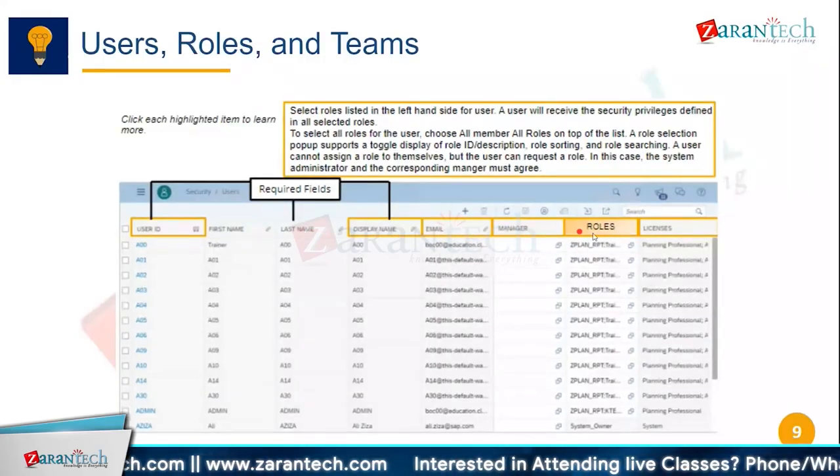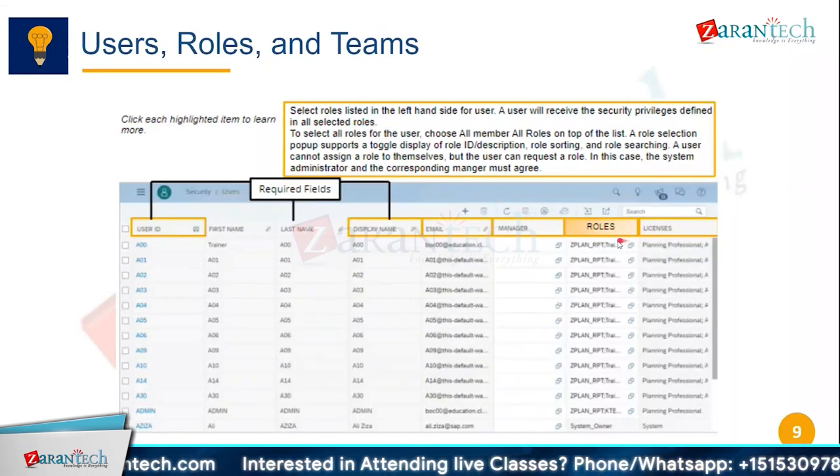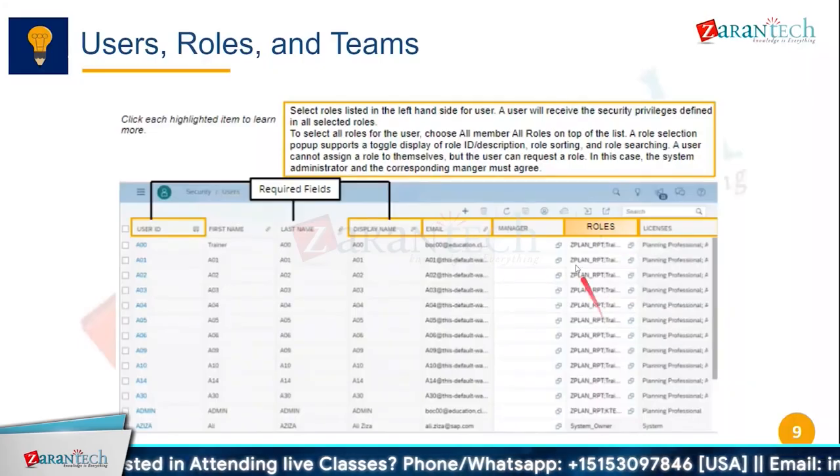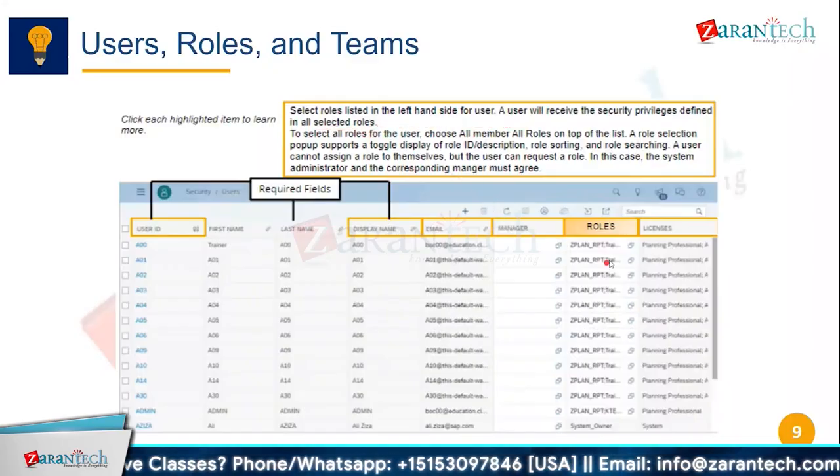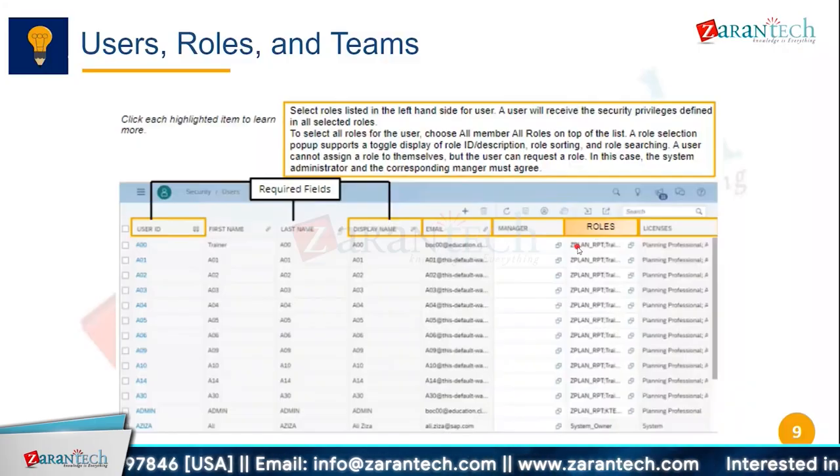Then there are the roles, which is the most important one. In the roles you can select the roles which are available on the left hand side. If you click on this value help, you will be able to see the list of roles. A user will be receiving the security privileges defined in all selected roles. When the user is assigned any role, they will receive a notification that they have been assigned. For example, if they have been assigned a planning admin role, they will be able to plan. Such things will be notified via the notification menu, and this is where you define and assign the roles. Once you assign the roles, the user will be able to do all the necessary operations that are possible with that role.